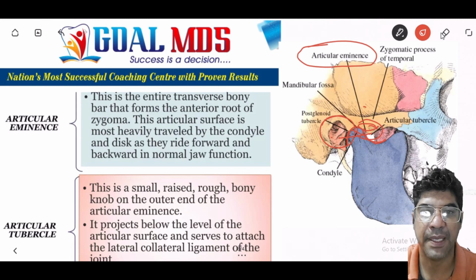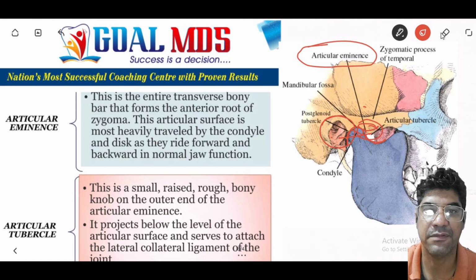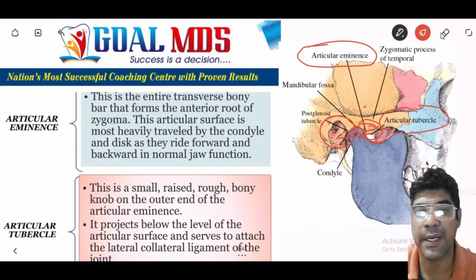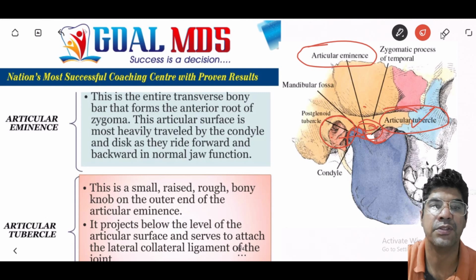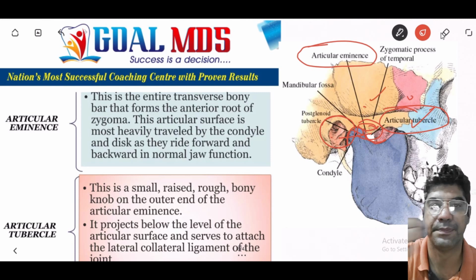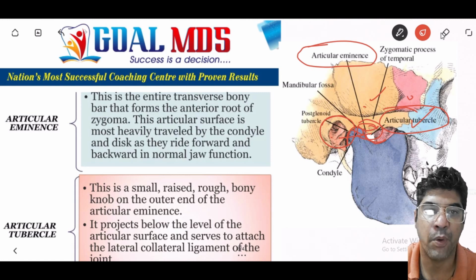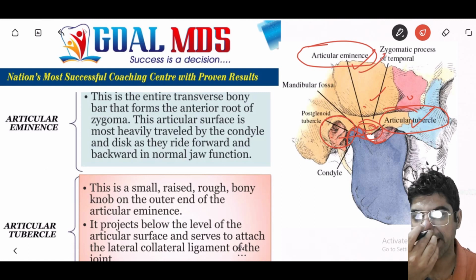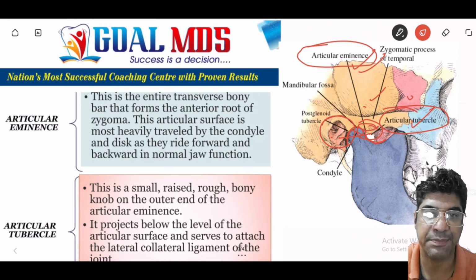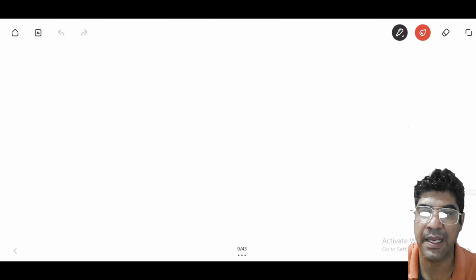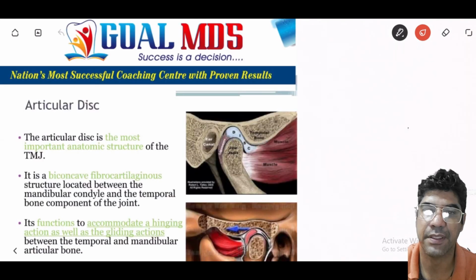The articular eminence plays a crucial role in TMJ functioning. When you open your mouth, the mandibular condyle moves along the articular eminence and into the mandibular fossa. That motion allows for the hinge-like action of the jaw as it opens and closes. Apart from that, there is the articular tubercle. It is a bony prominence or bump located on the temporal bone, part of the skull. Its position is just in front of and slightly above the articular eminence.